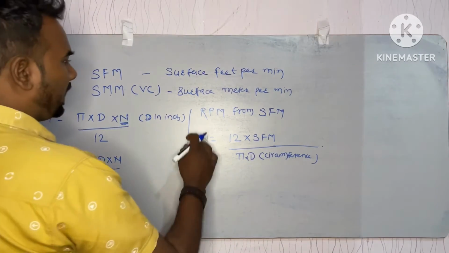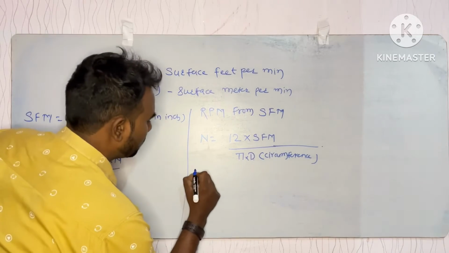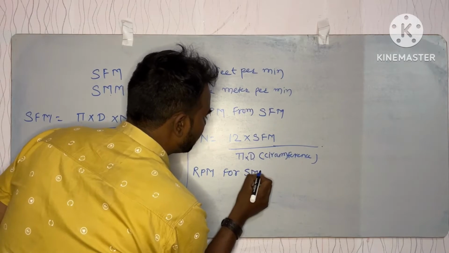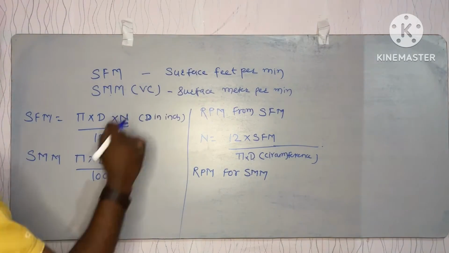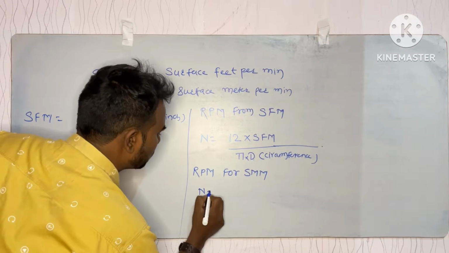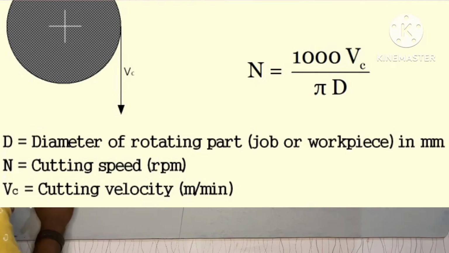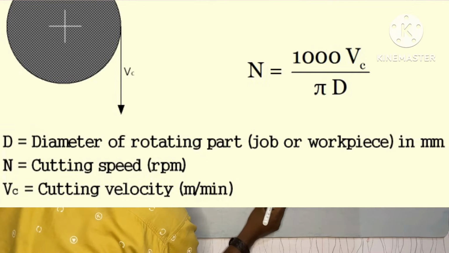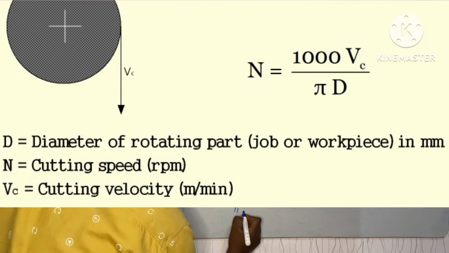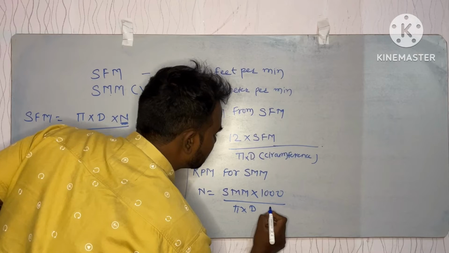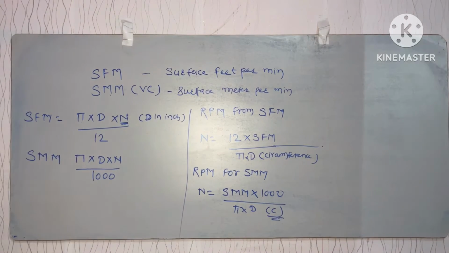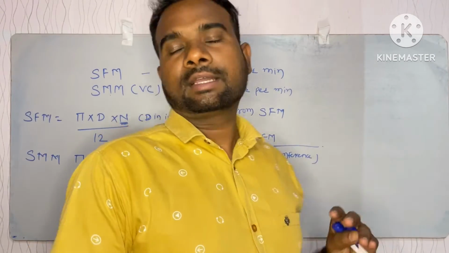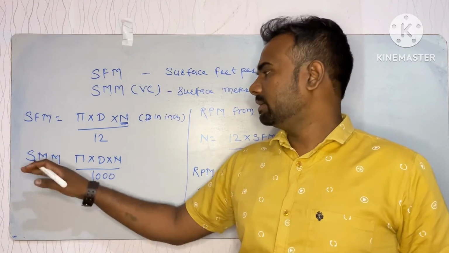Now how to calculate RPM from SMM? What is the formula for calculating RPM? RPM, N is equal to SMM into 1000 divided by pi into D, or the circumference. So this is the formula for calculating RPM from SFM and from SMM, or simply VC.